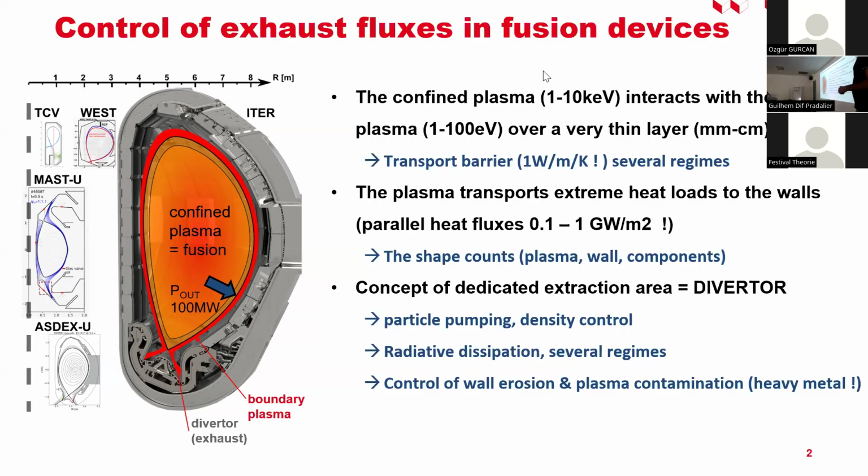So you need to shape the component, you need to shape the field lines accurately to spread this power geometrically. The shape counts. And of course, people came up with dedicated extraction modules, here the divertor, something specific to extract heat and particles in a specific area. This is meant to control the particle pumping and the particle density inside the plasma. It is meant to dissipate the power by radiation, charge exchange, recombination.